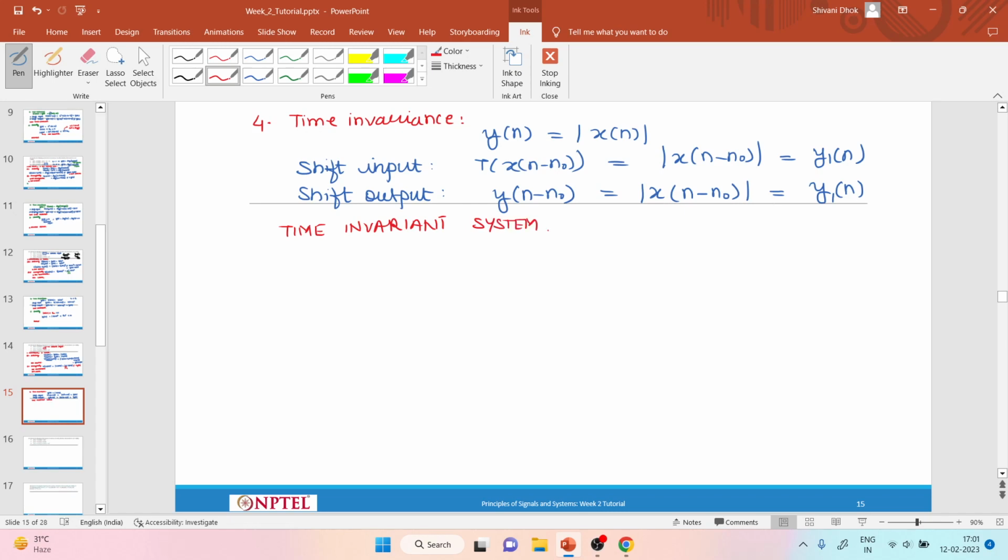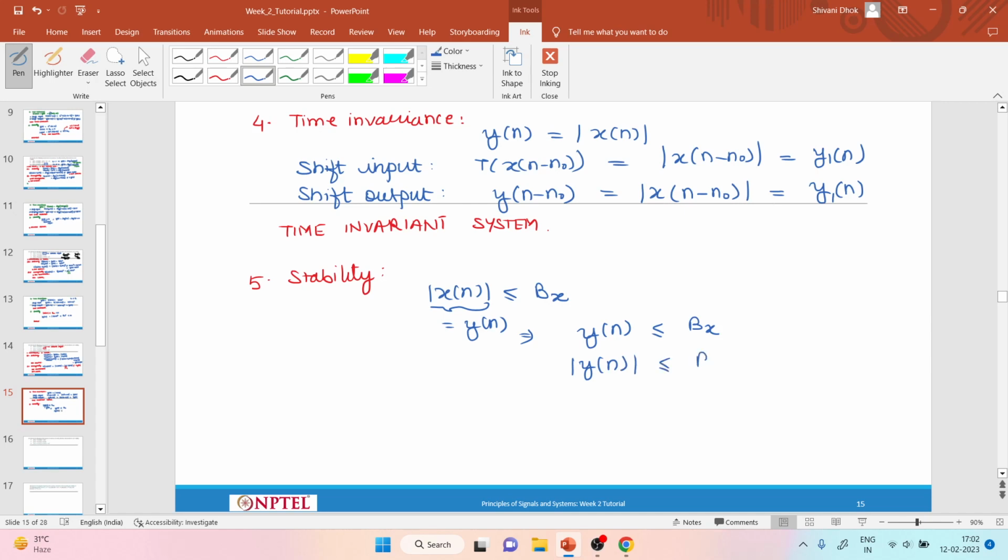The fifth one that we need to look at is stability. So let's say this x of n is bounded by bx, and we know that this itself is equal to y of n, which implies that my y of n is also bounded by bx. Also the absolute value of y of n, that is the output, will also be bounded by this bx, which means that for any bounded input I'll be getting a bounded output, and hence it is a BIBO stable system.